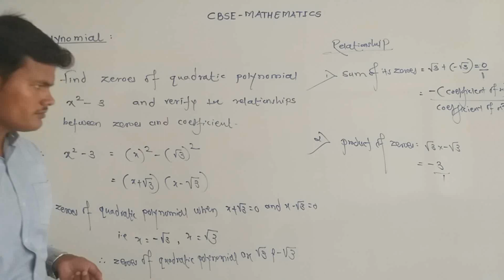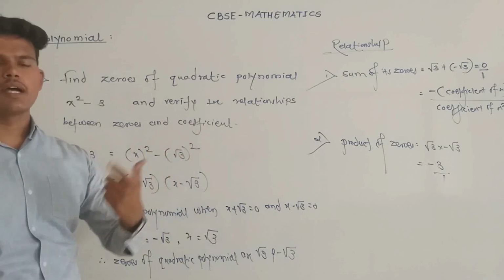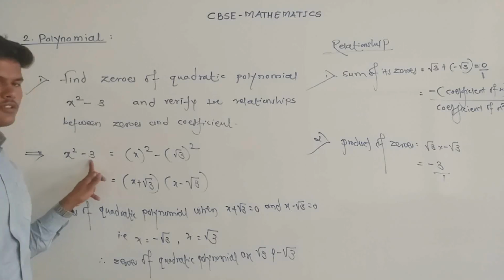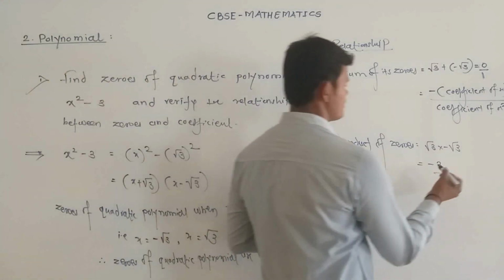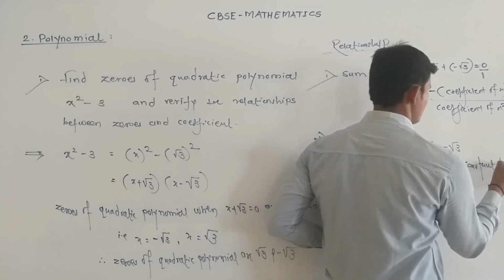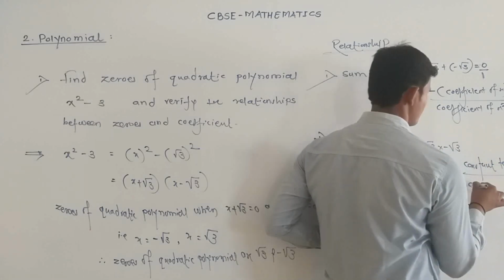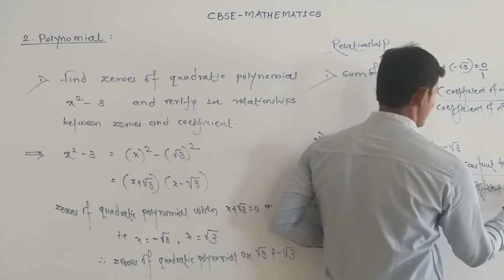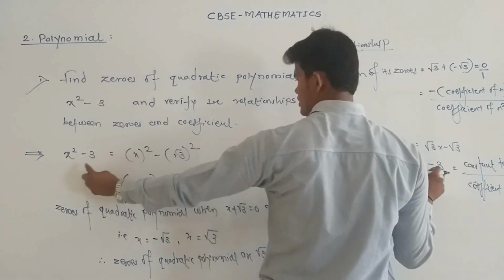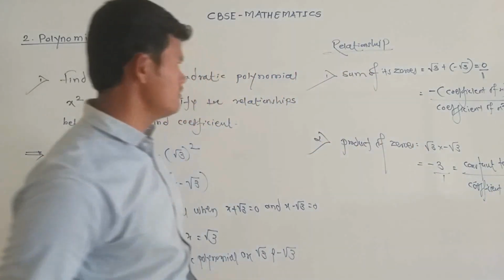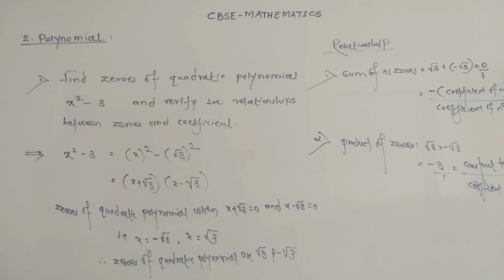So here product of zeros is nothing but c by a, where c is the constant term and a is the coefficient of x square. So we get constant term divided by coefficient of x square. So check out, constant term is minus 3 and the coefficient of x square is 1. So this is the verification of relationship between zeros and the coefficients of a polynomial.